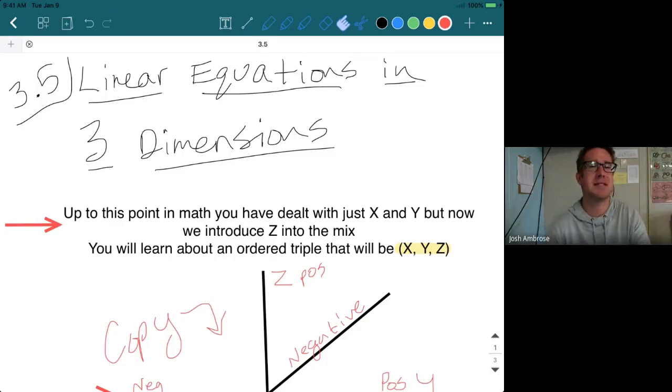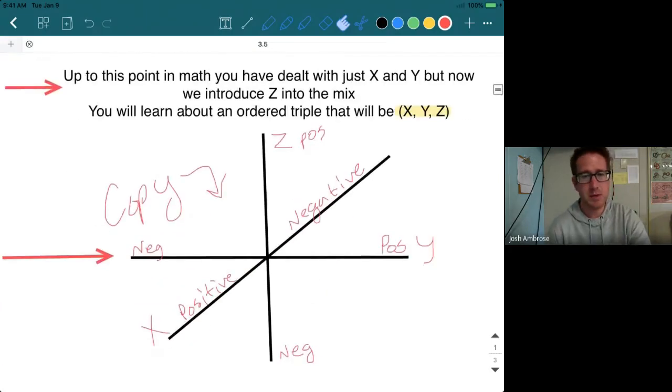All right, guys, we are in section 5 today of chapter 3. This is titled Linear Equations in 3 Dimensions. That's right, 3 dimensions. We are no longer just using 2, not just x and y, but we now have x, y, and z as our third dimension here. Okay, so up to this point, just like that note says, we've been dealing with only 2, but now welcome to the third dimension.